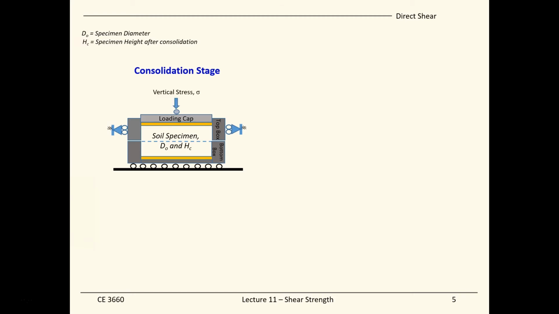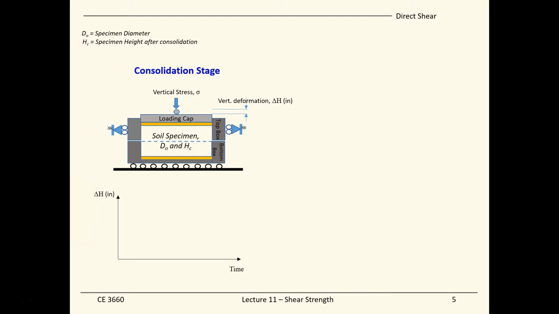With the known original specimen height, after you apply your consolidation stress, the vertical loading, for example 100 kilopascal or 200 kilopascal, you also monitor the vertical deformations. So we can find out the specimen height after consolidation, because we know the original height and we know the vertical deformation because of the consolidation stress.